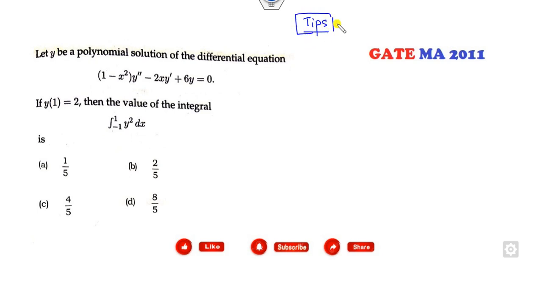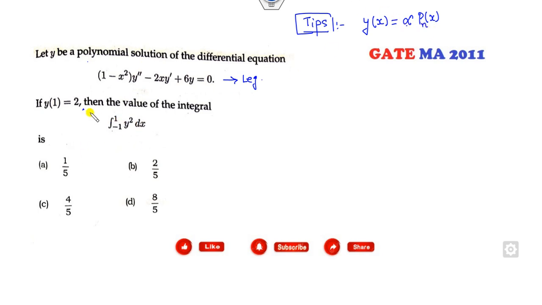Remember, one tip I forgot to tell you. Whenever the initial solution is given to you, remember, whatever the solution of this Legendre equation is, it is always a constant times the polynomial solution, the constant times Pn(x).